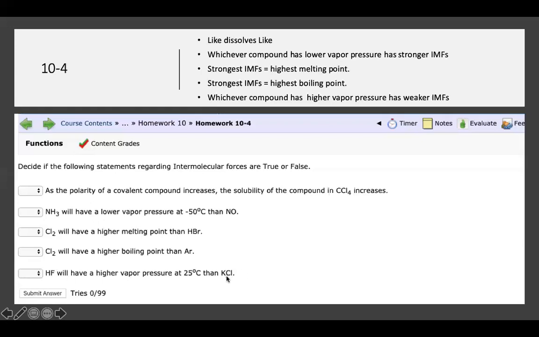If we think about the Lewis structure for KCl, this is going to be an ionic compound, which means KCl exhibits ion-dipole intermolecular forces. Ion-dipole intermolecular forces are stronger than hydrogen bonding. Because the intermolecular forces in KCl are stronger, that means that HF should have a higher vapor pressure. Because HF has weaker IMFs, it's more likely for the particles of HF to leave the liquid phase and enter the gas phase. So this last one is going to be a true statement.